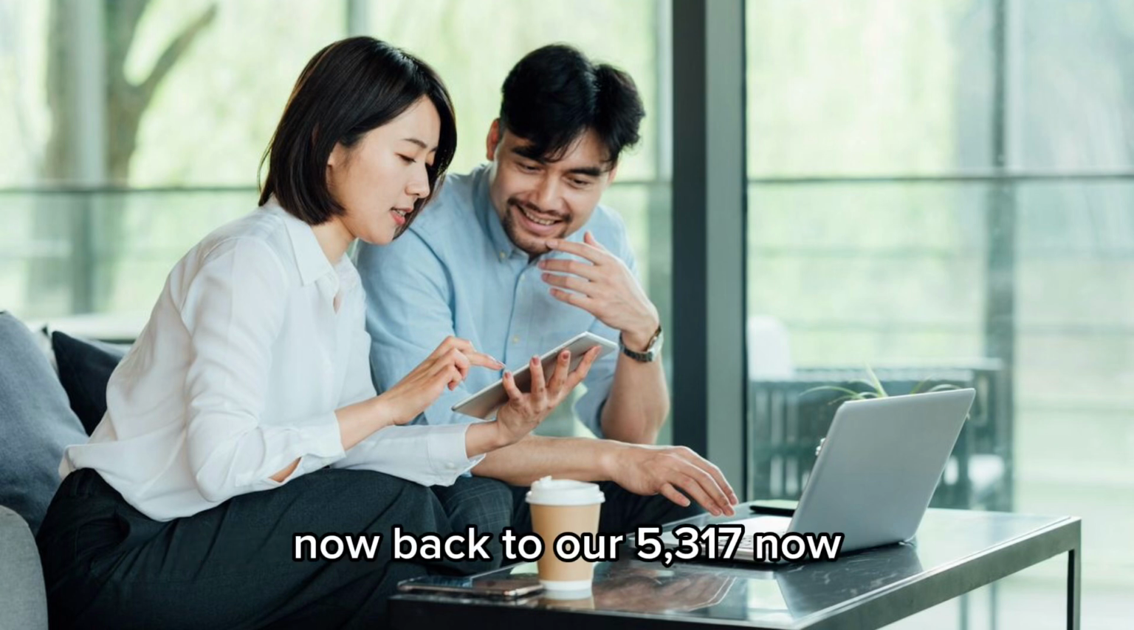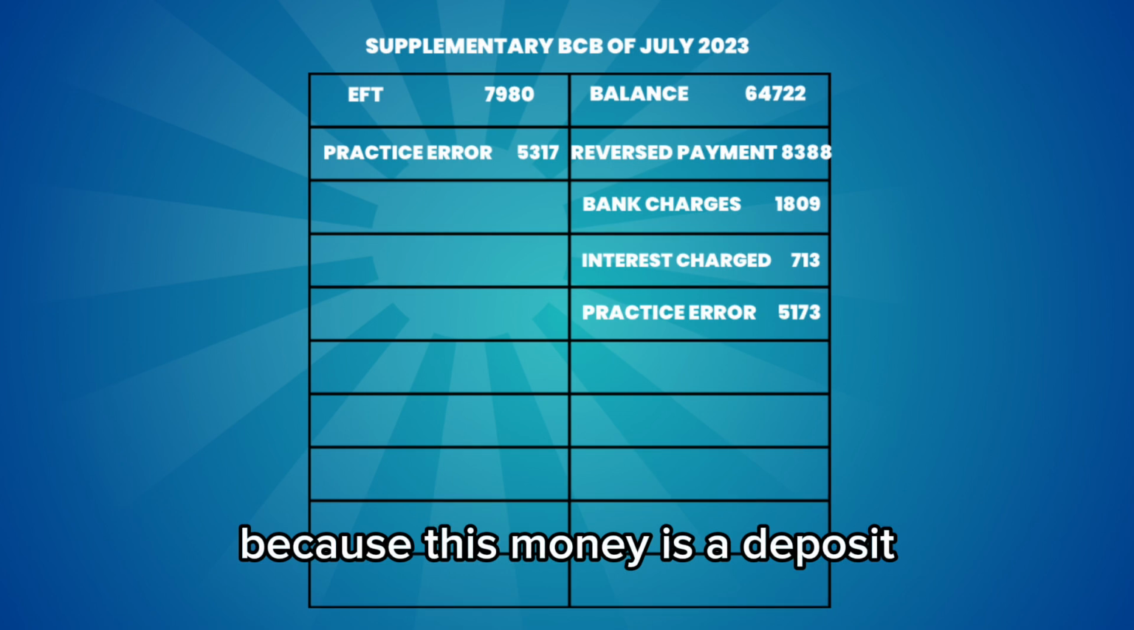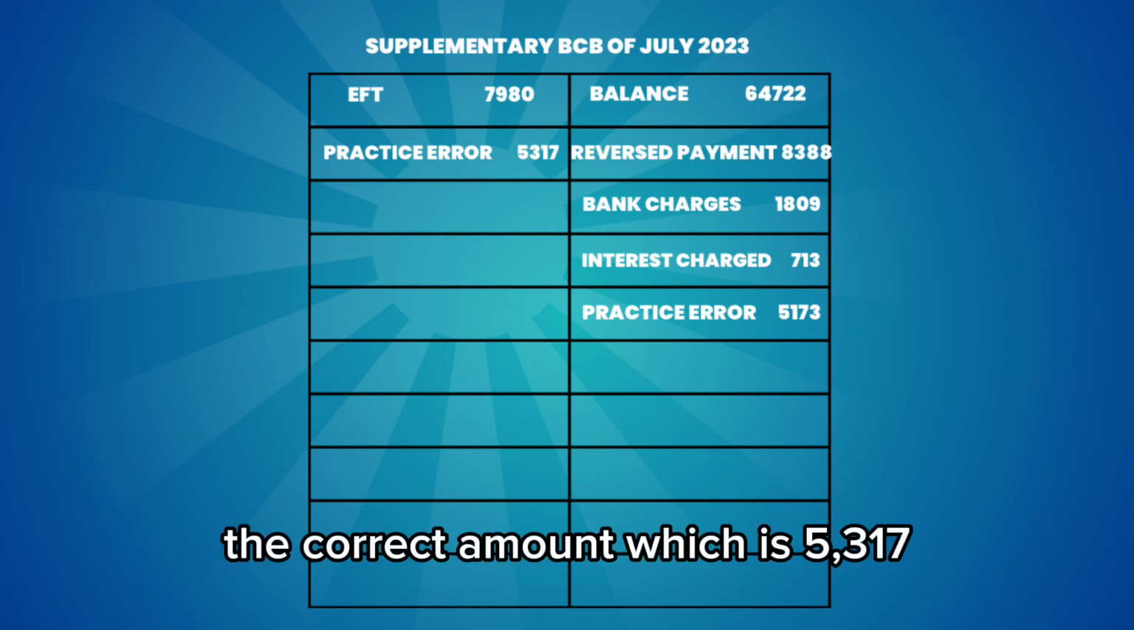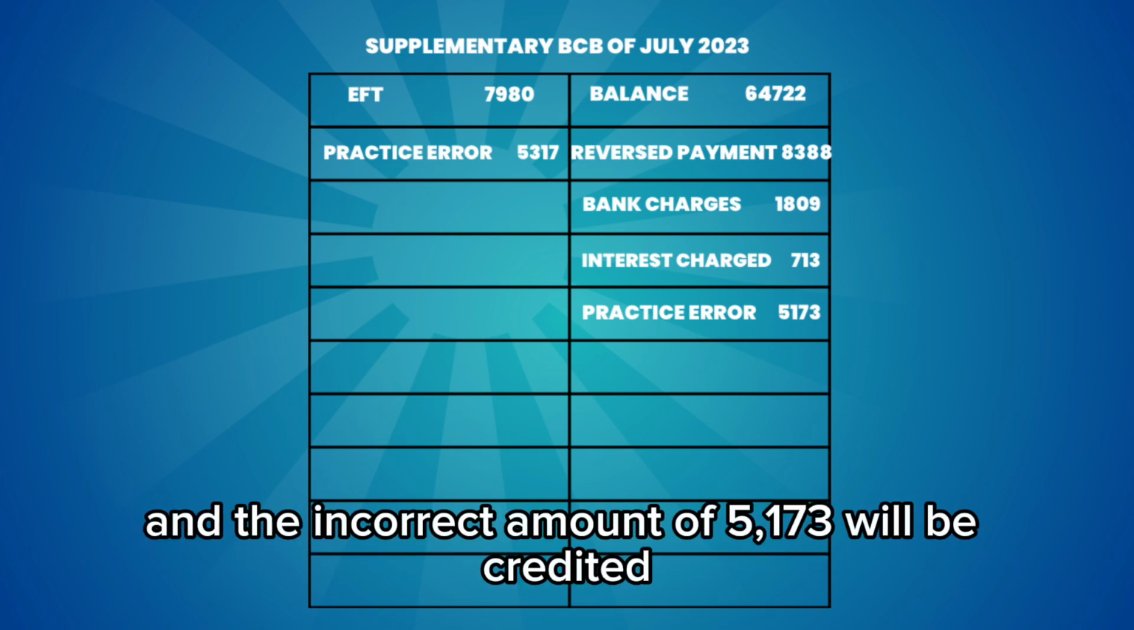Now back to our 5,317. Because this money is a deposit and money is coming into the firm, the correct amount, which is 5,317, will be debited. And the incorrect amount of 5,173 will be credited.